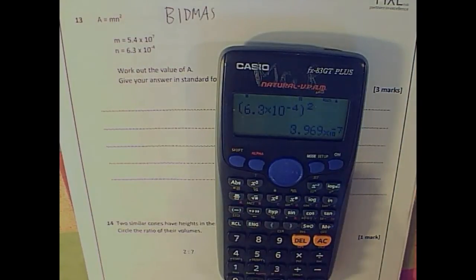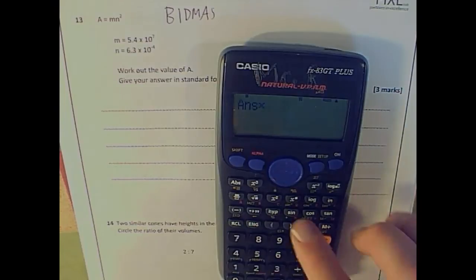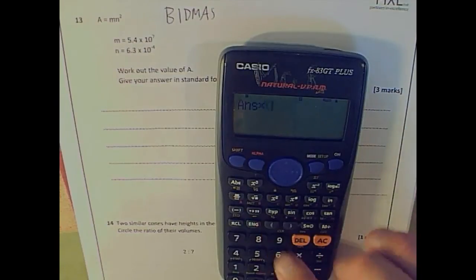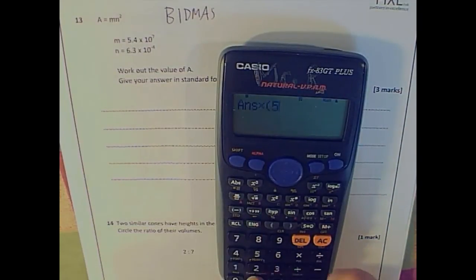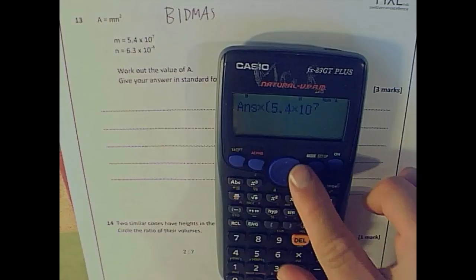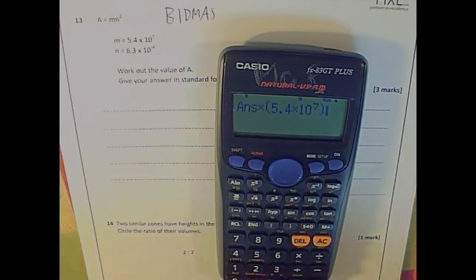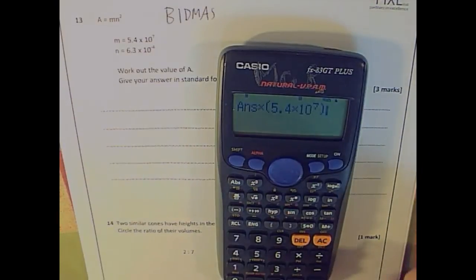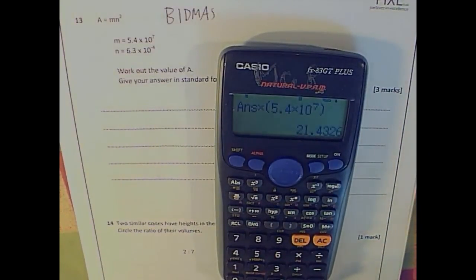I'm now going to times that by m. So times by, I'm going to put this in brackets as well, 5.4 times 10 to the 7. I just like it neater to have it in brackets, because all of that is what m is. Okay, so that gives me 21.4326.